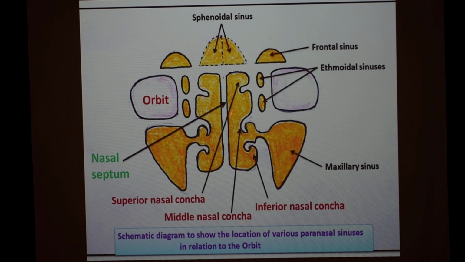So these are the three concha present in the lateral wall of the nose. You already learned about the lateral wall of the nose showing the superior, middle and inferior nasal concha. Below all the three concha there is a space called a meatus: superior meatus, middle meatus and inferior meatus. Out of the three meatus, the paranasal air sinuses open into the superior meatus and middle meatus.